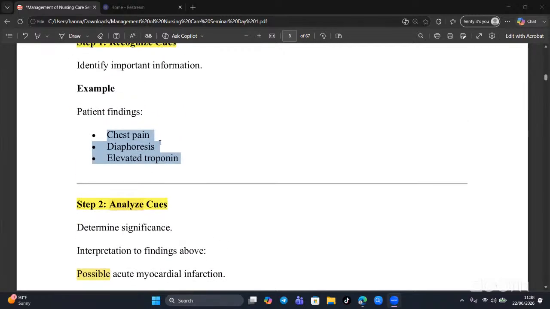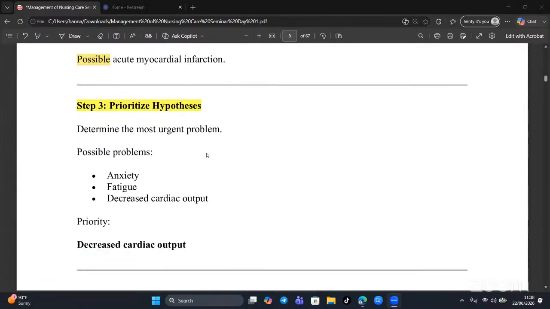So like this, a patient has come with chest pain, diaphoresis, elevated troponin. You look at this problem, then you ask yourself, which one is the most important for me to do? You are prioritizing this hypothesis. When you go down here, another patient also came with anxiety, fatigue, decreased cardiac output.